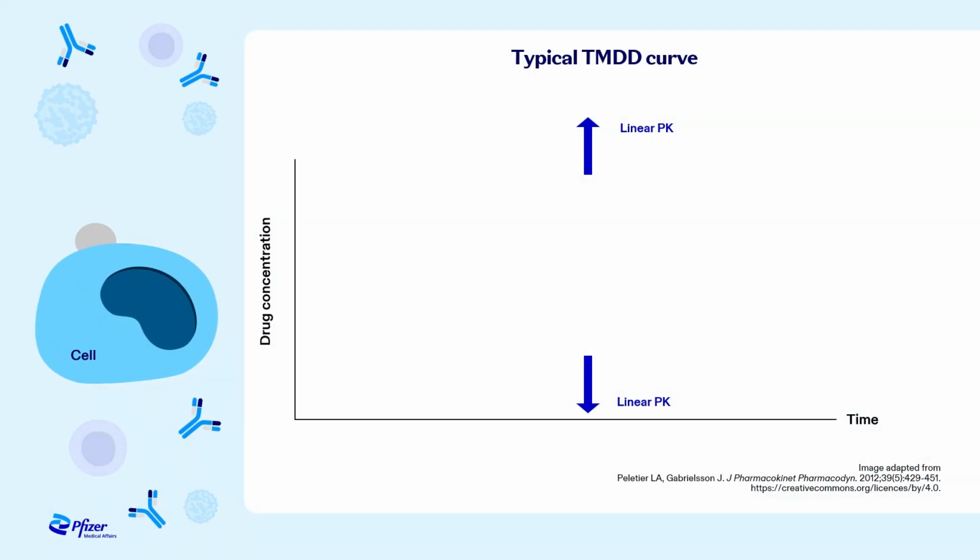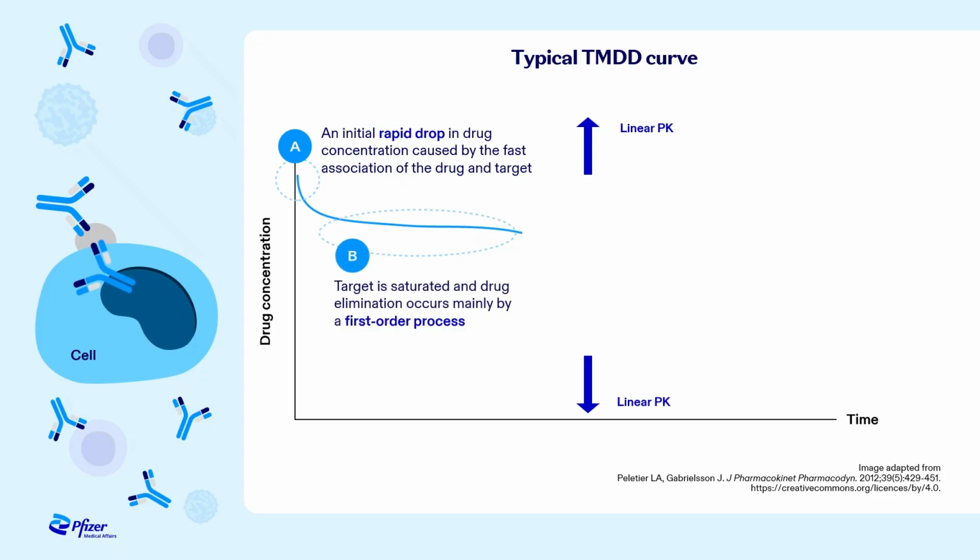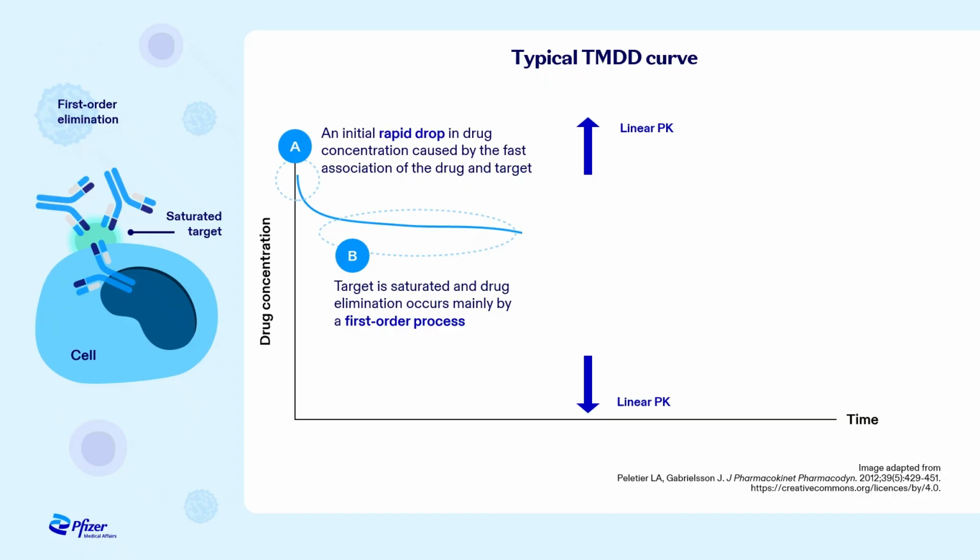A typical TMDD curve begins with A. An initial rapid drop in drug concentration caused by the fast association of the drug and target. B. The target then becomes saturated, and drug elimination occurs mainly by a first-order process where the rate of elimination is directly proportional to the drug concentration.